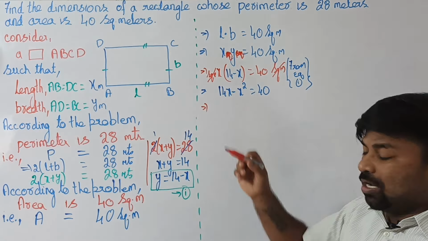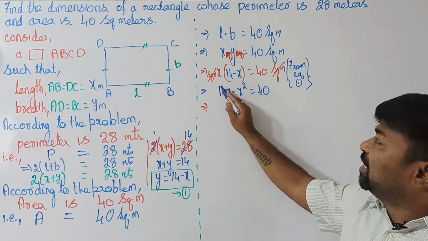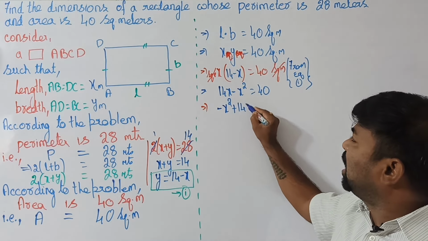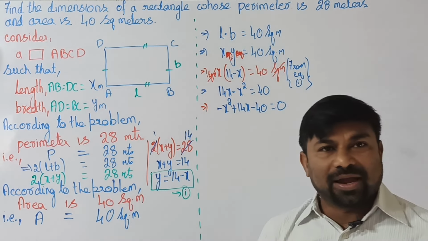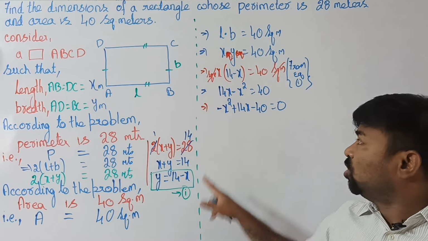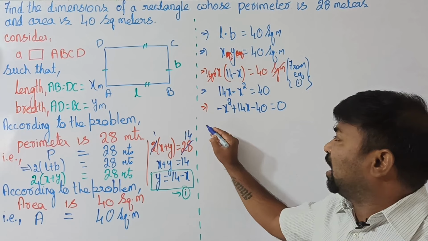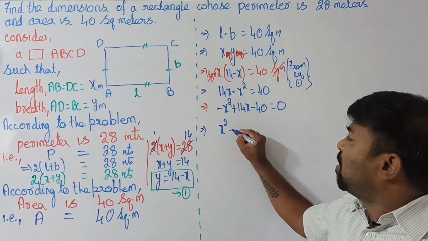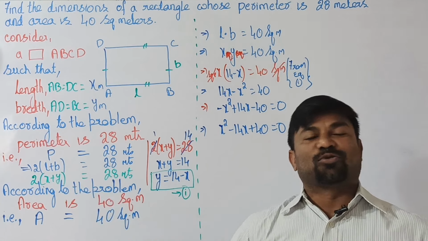Now we all know that the coefficient of x squared should be positive. So I am rearranging that in an order, that is minus x squared plus 14x. I'm bringing that here, it becomes minus 40 equals 0. I have arranged this one first, second comes here, and I have transposed. Now the coefficient of x squared should not be negative, therefore multiply by minus on both sides. If you multiply by minus on both sides, change all the signs here. x squared minus 14x plus 40 equals 0. This is the quadratic we got.